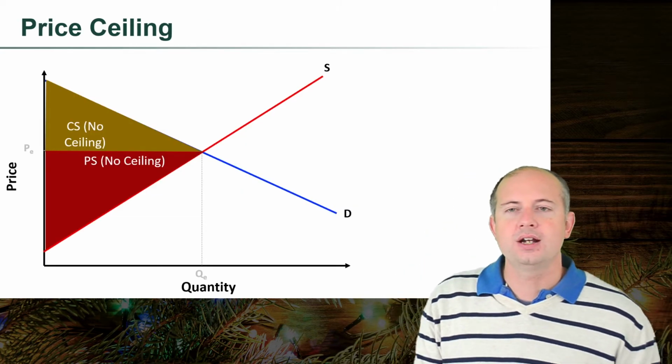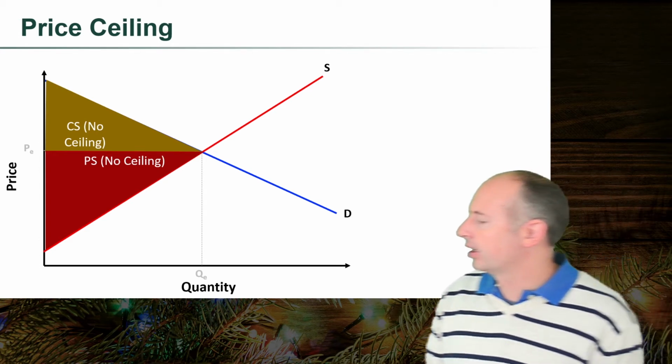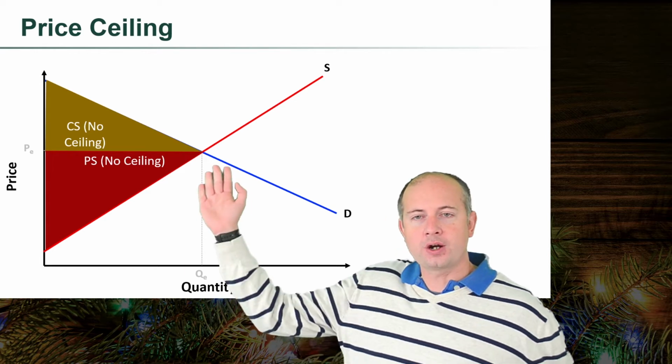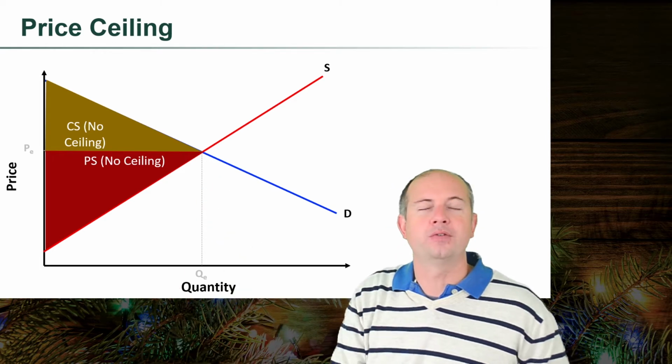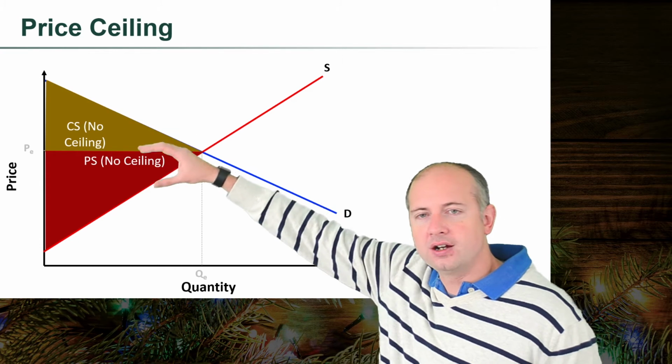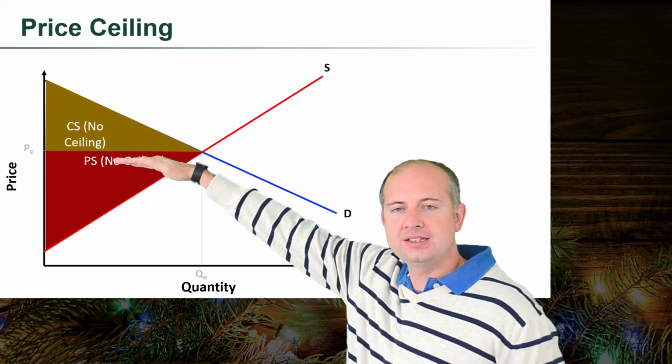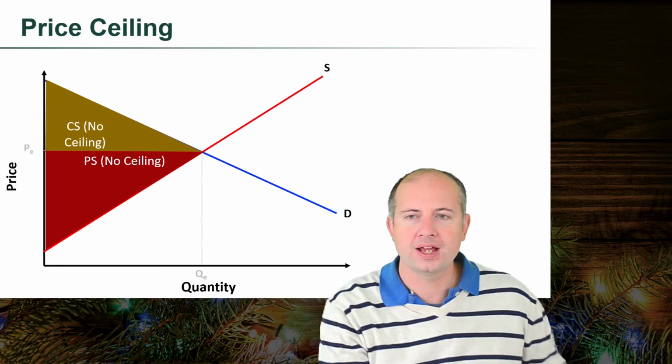What we have here is a market with a price ceiling. Without the price ceiling, this is what our surplus looks like, just what we've seen before. This big triangle here is the total surplus. We have consumer surplus here above the price, producer surplus here below the price.